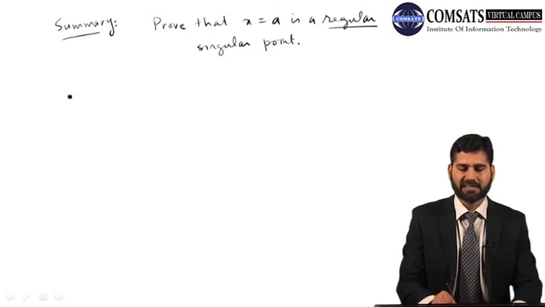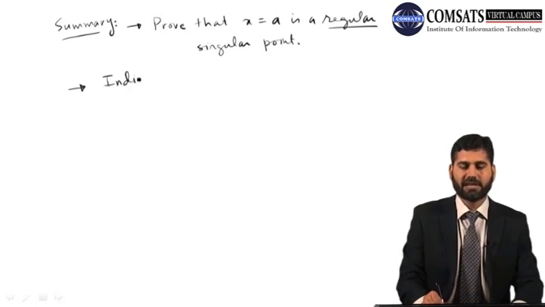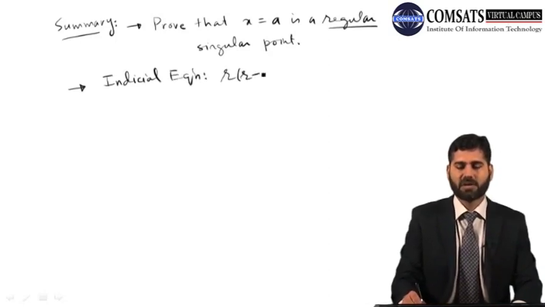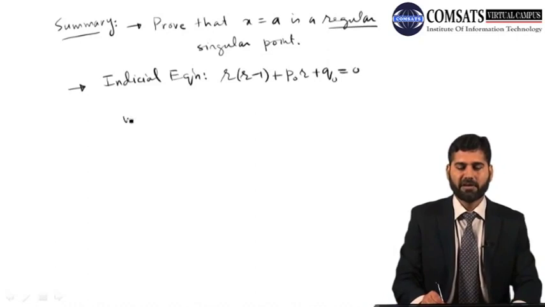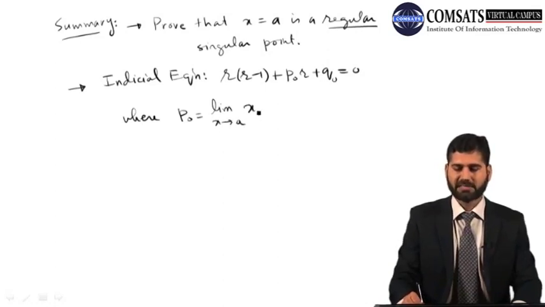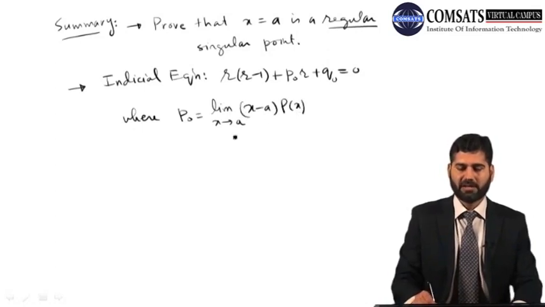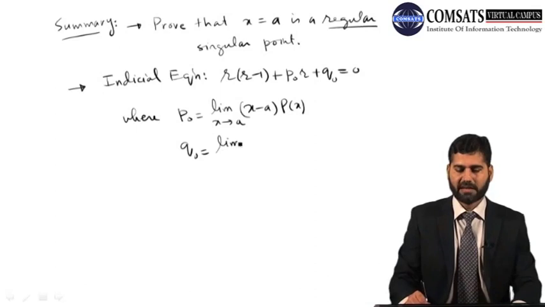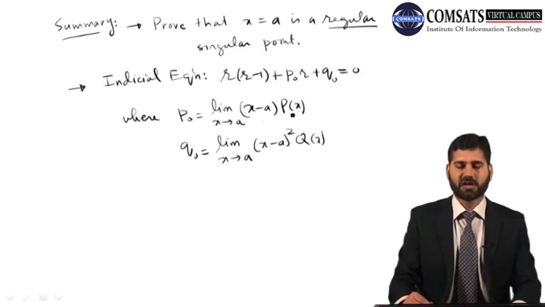Then our second step is to write the initial equation. The initial equation is r times (r minus 1) plus p naught r plus q naught equal to 0, where p naught is the limit as x goes to a of (x minus a) p(x), and q naught is the limit as x goes to a of (x minus a) squared q(x). These are the two constants p naught and q naught.